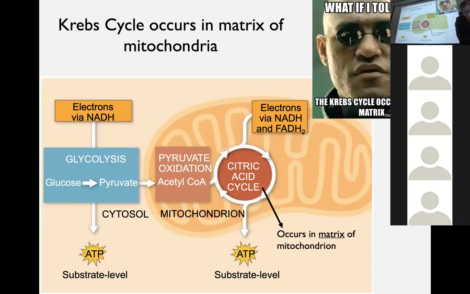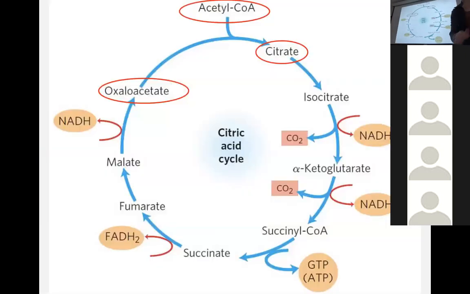The Krebs cycle is also in the matrix of the mitochondrion. So we had pyruvate oxidation in that most central part of the mitochondrion, the matrix, as well as the citric acid cycle happening there too. All right, so this is the cycle. The molecules that are circled in red are the ones I want you to know, right at the beginning and right at the end. We'll talk about the NADHs and the ATPs as well.